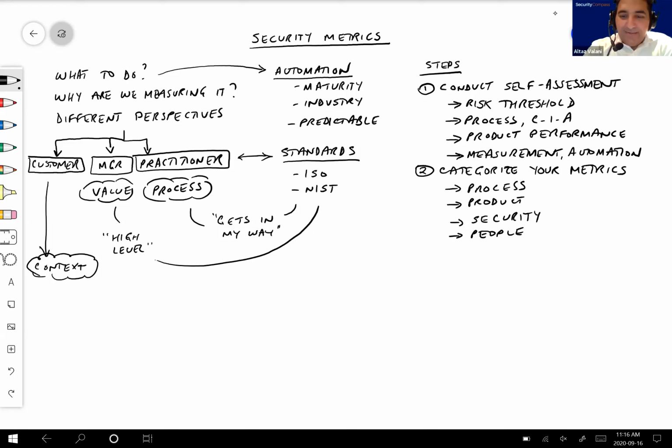Yeah, that's interesting. So we talked here about the steps. Step one, conduct a self-assessment. And we eventually are driving towards the right risk metrics, the right security metrics that we want to have. So we've identified the risk threshold, we've done certain measurements, we've looked at automation and how we might be able to extract certain information. And the second step is we want to categorize these metrics, which deal with the process, the product, the security side, the people side. Tell me a little bit more about standards and what's the interaction between standards and this categorization, if any.